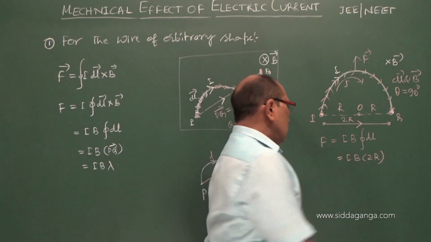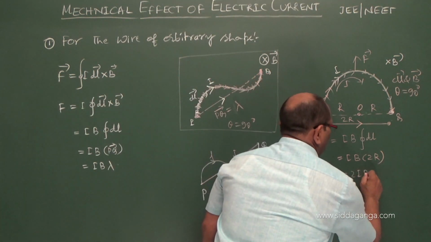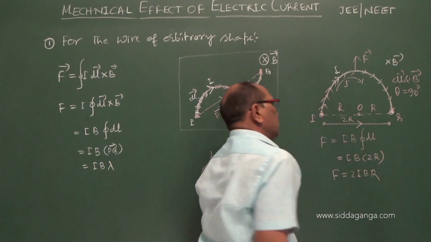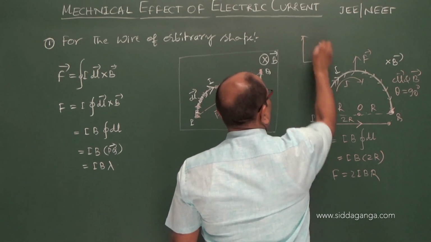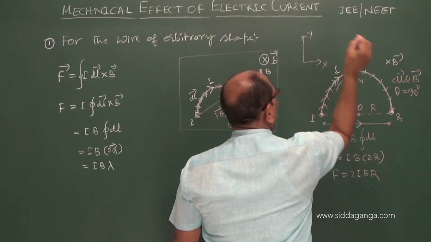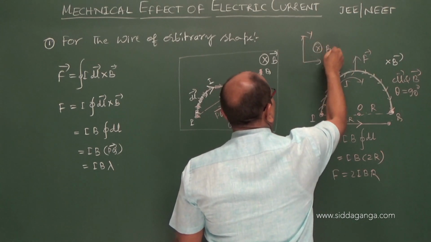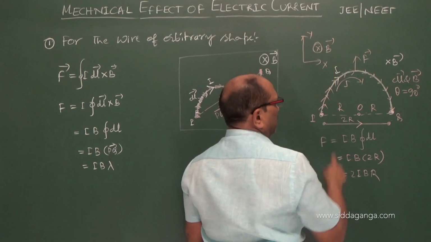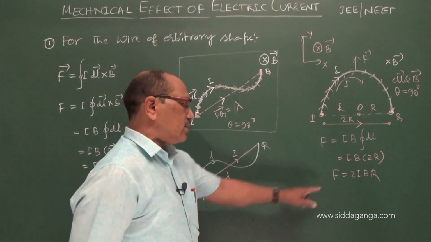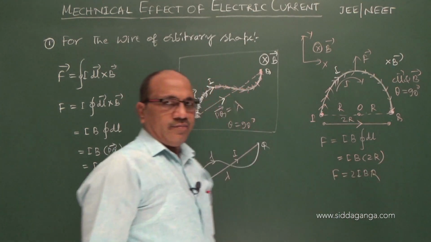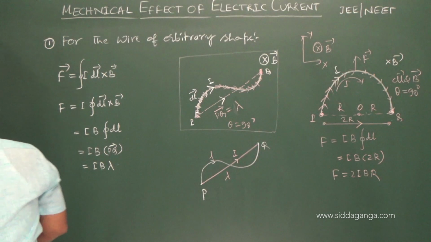This becomes 2IBR, which is the force experienced by a semicircle in the plane XY, but perpendicular to this plane. If I apply the magnetic field, then the force experienced by the semicircle carrying current I is given by 2IBR. Let us see a situation.